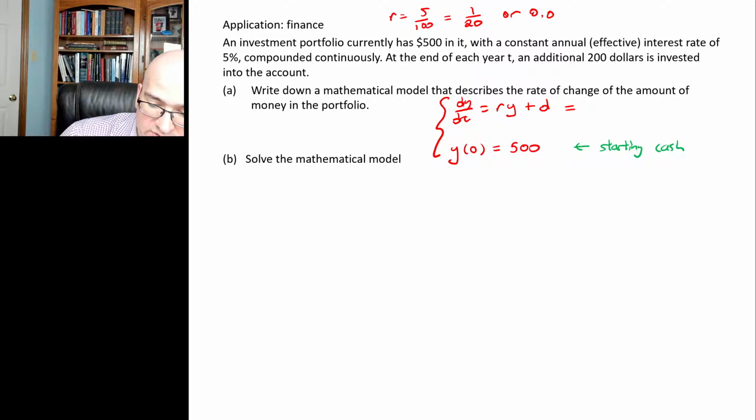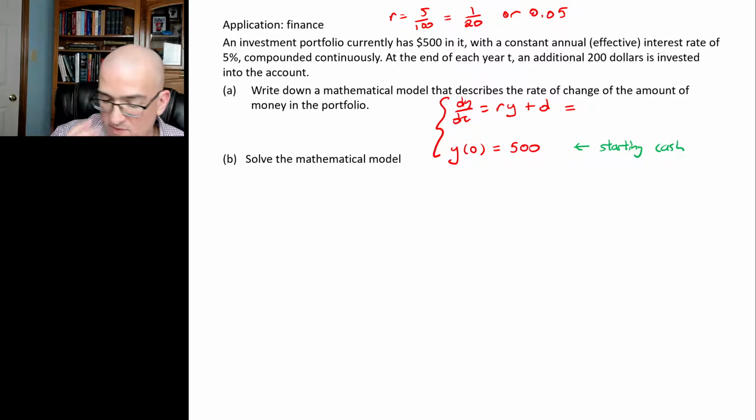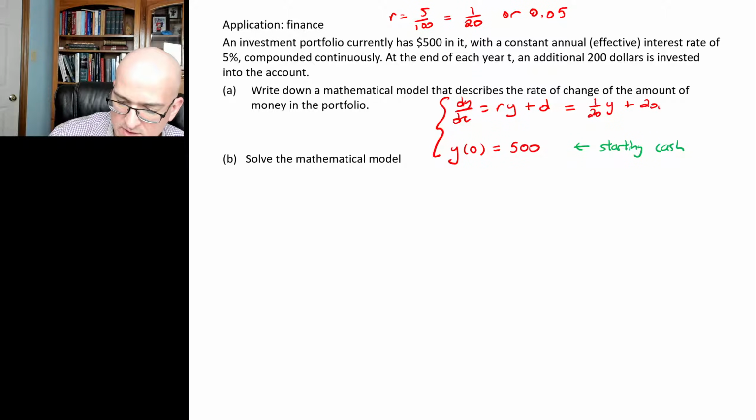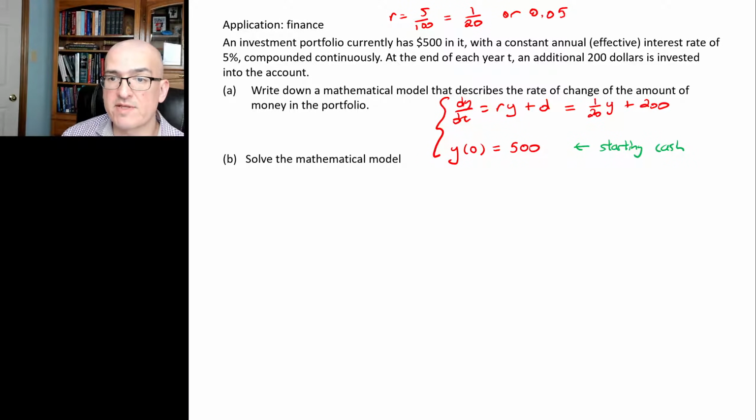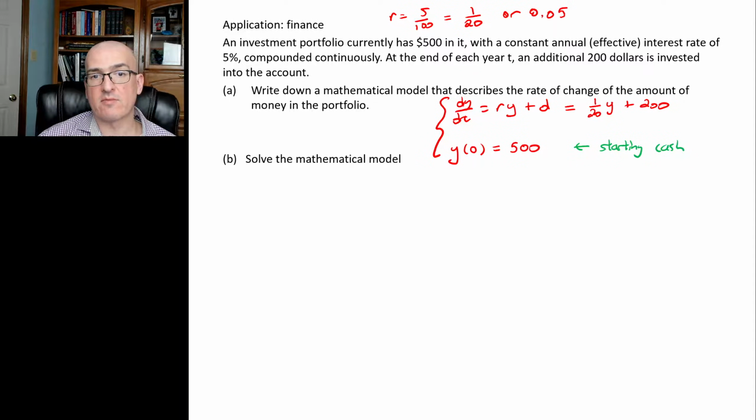So if you like decimals, convert to 0.05. If you like fractions, leave it as 1 out of 20. I'll put 1 over 20. I hate decimals and I hate fractions. Just can't decide which one I hate least. 1 over 20y plus 200. So that's our dy by dt. That's the rate of change of the amount of money in the account. And our initial condition, y of 0 is equal to 500. You put them together, that describes the mathematical model.